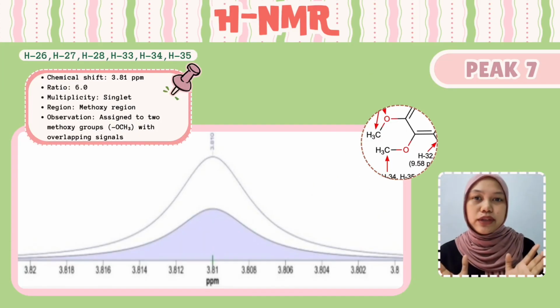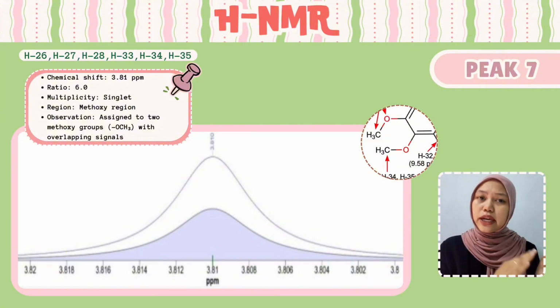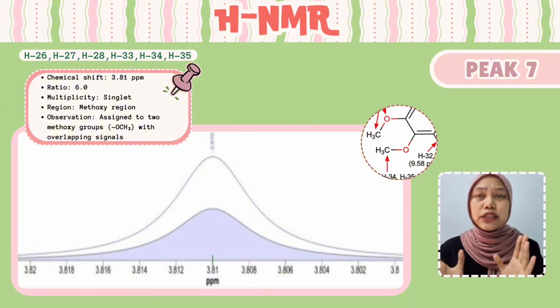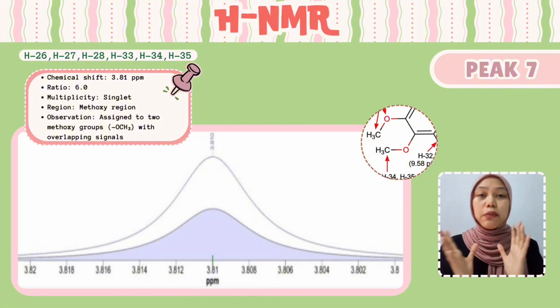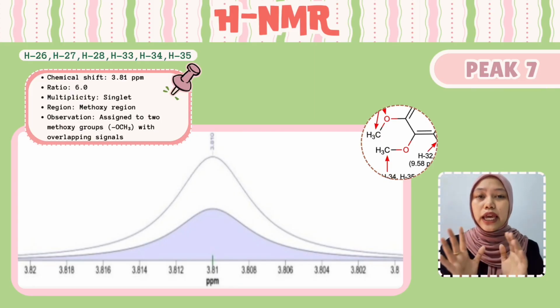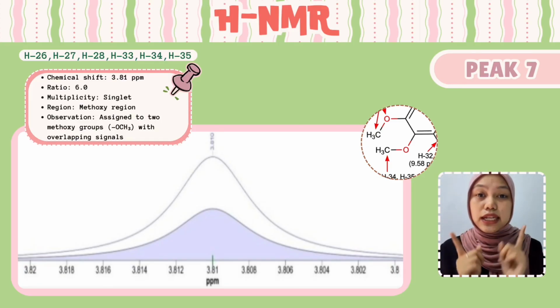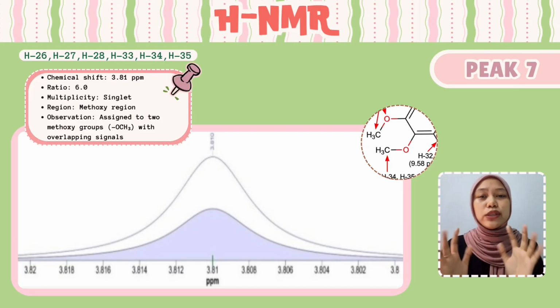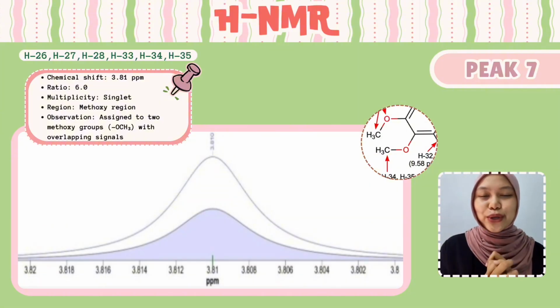Okay, for peak 7, moving towards the right side of the spectrum, the signal at 3.81 ppm appears in the more upfield region. This peak has an integration ratio of 6 hydrogens and is assigned to hydrogen 26, 27, 28, 33, 34 and also 35. The signal appears as a singlet, which means there is no significant coupling with neighboring protons.